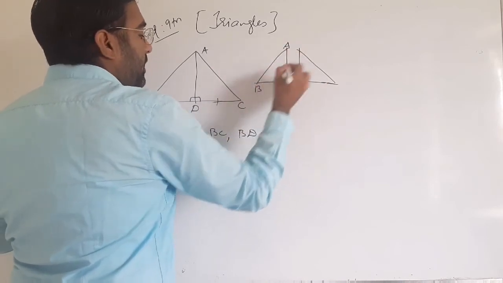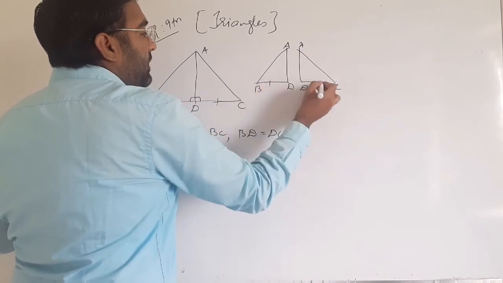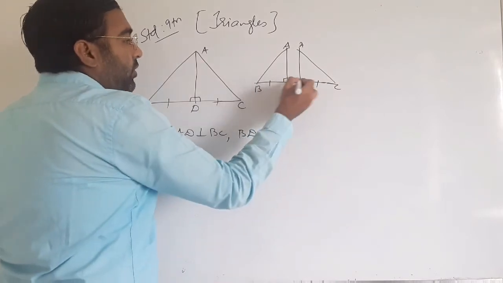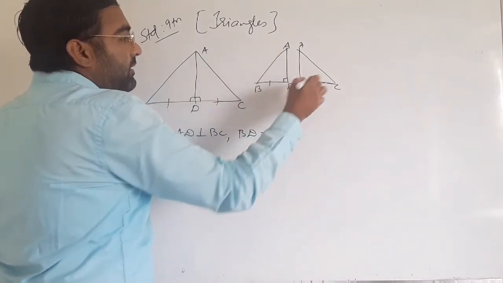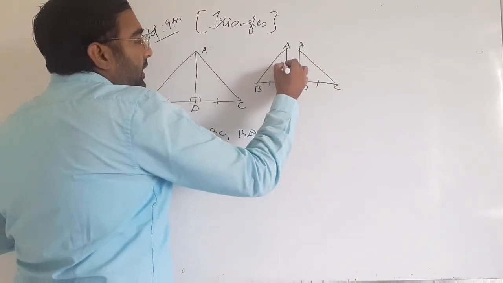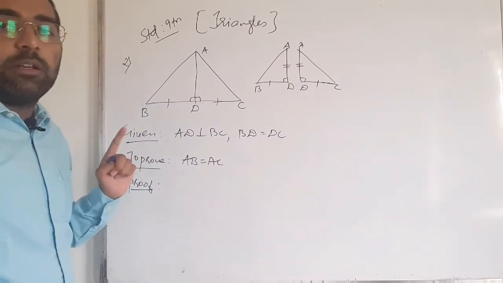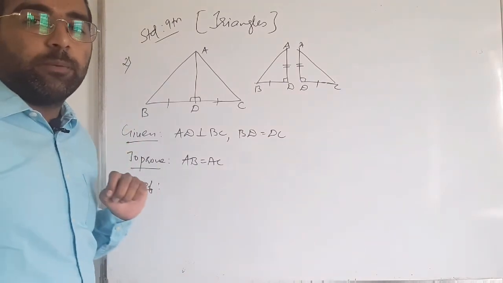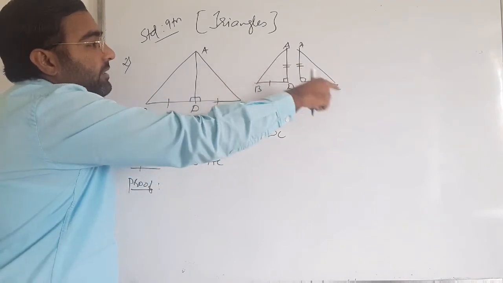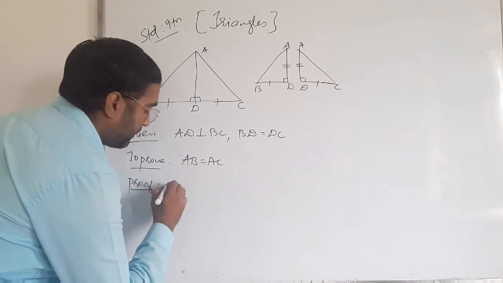ADB and ADC. In that, BD is equal to CD as given. Both angles ADB and ADC are 90 degrees. And AD is equal to AD, both of them are common. So by side angle side, we see that both of the triangles are congruent.